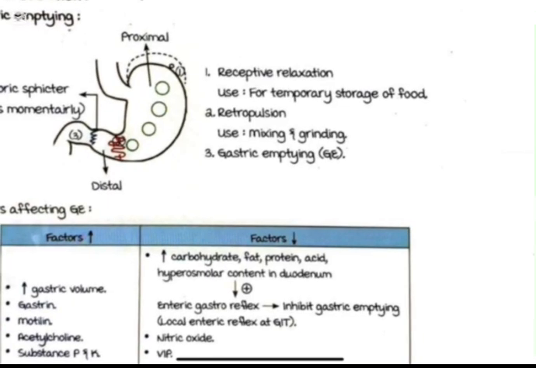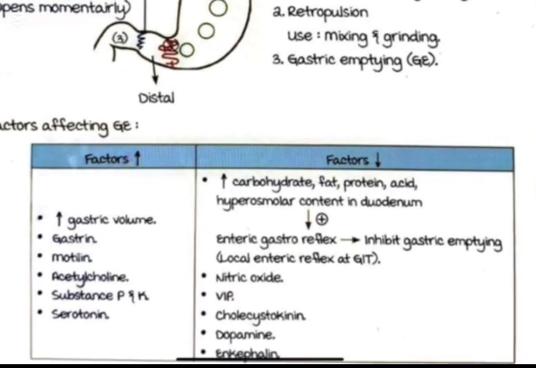Food in stomach: gastric emptying. Pyloric sphincter opens momentarily in the distal end, and this is the proximal end. Receptive relaxation is used for temporary storage of food. Retropulsion is used in mixing and grinding. And gastric emptying is the third phase.